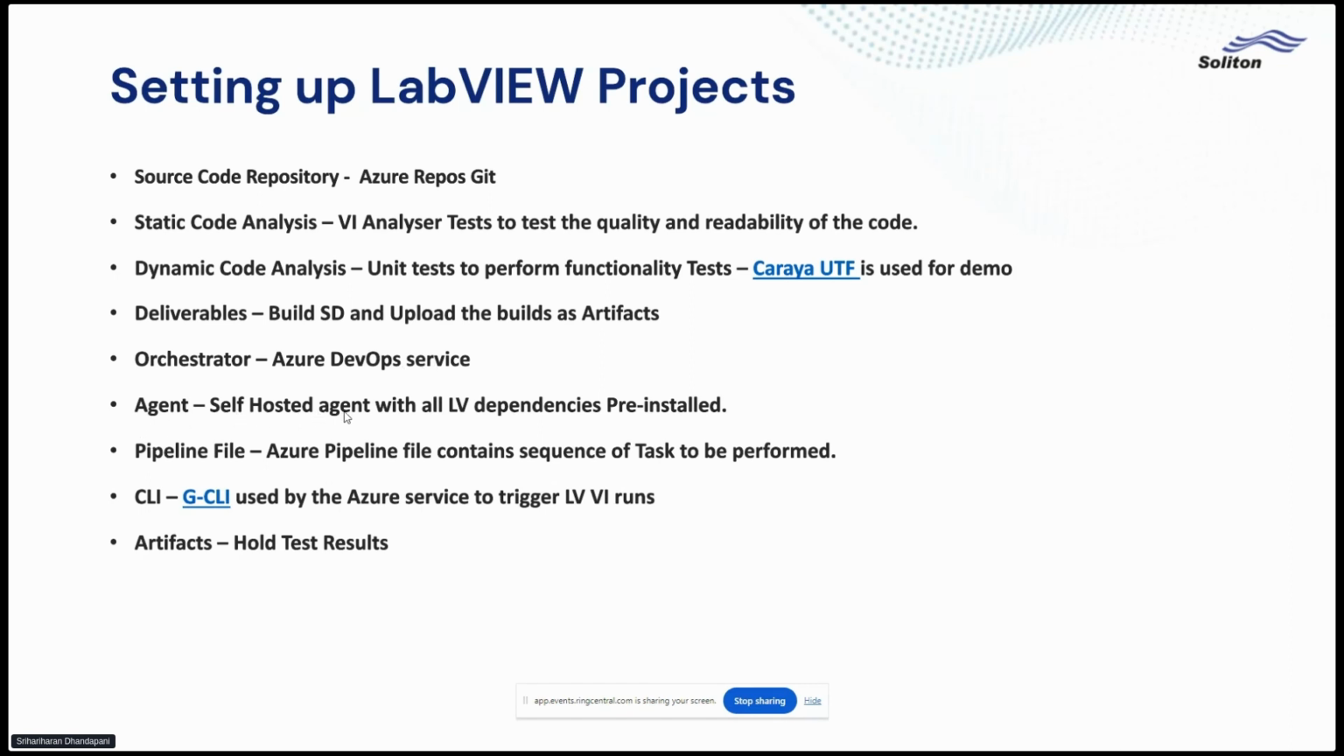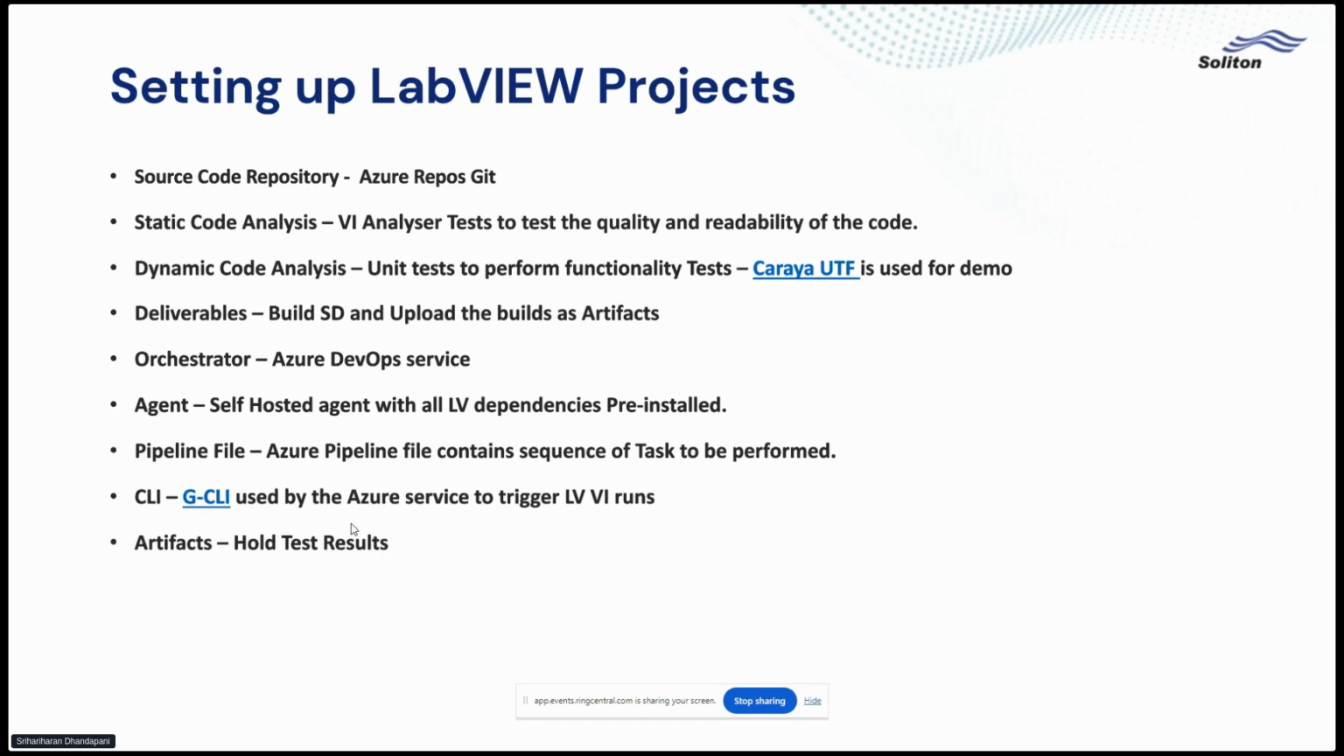Right. And coming to the Azure side, the architecture is the Azure DevOps service, and for the agent we have created a self-hosted agent, which is just a PC with all the dependencies installed, and the agent has been hosted on that PC. And we also have created a pipeline file and a CLI mechanism to trigger these VI runs. So now I will quickly jump into the demo.